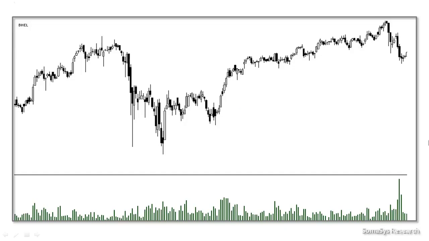Now let's interpret this inverse head and shoulders on a real chart. Now this stock has been in a downtrend, and you can observe this inverse head over here, with two shoulders, a left shoulder and a right shoulder. If you join these two peaks, one between this left shoulder and the head, and another between this head and the right shoulder, you get a neckline.